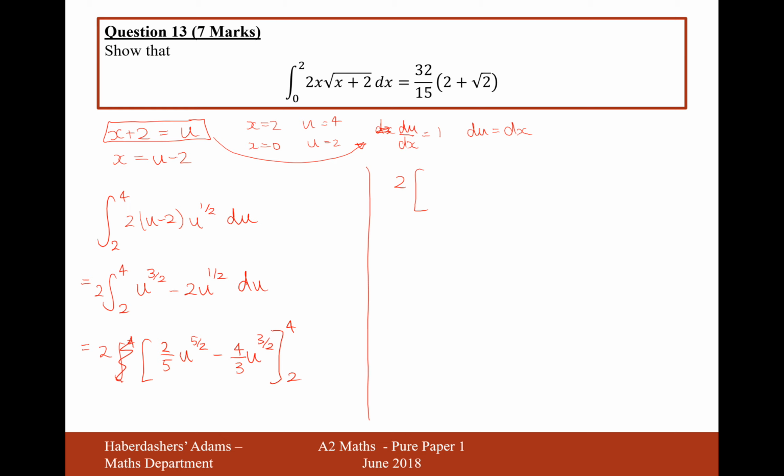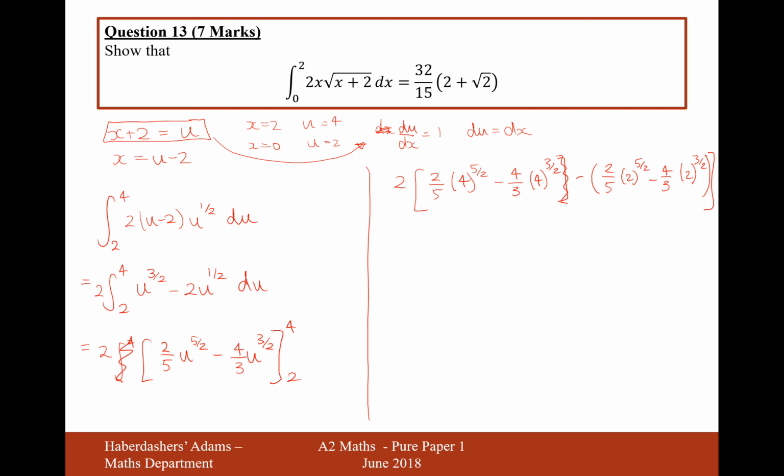Okay, so let's now start plugging these in. It's going to be 2/5, and substituting 4 in first, that's going to be 4 to the power of 5 over 2, minus 4/3, 4 to the power of 3 over 2. And now I need to do the subtract part, so it subtracts now 2 substituted in, so that's going to be 2/5, 2 to the power of 5 over 2, minus 4/3, 2 to the power of 3 over 2.